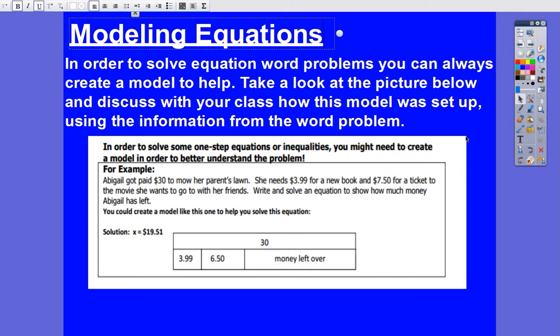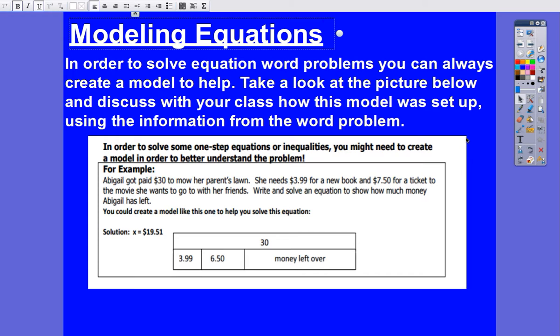All right. In order to solve an equation word problem, you can always create a model to help. Take a look at the picture below and discuss with your class how this model was set up using the information from the word problem. I would leave this on my board and read the problem to the students and then have them discuss in their groups where the numbers came from and how they set that model up.